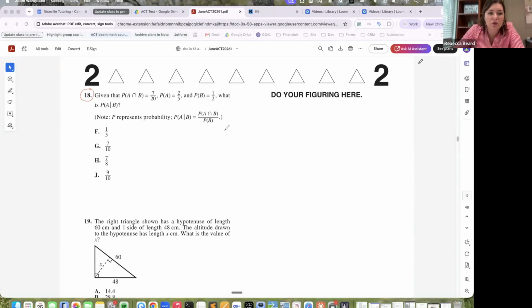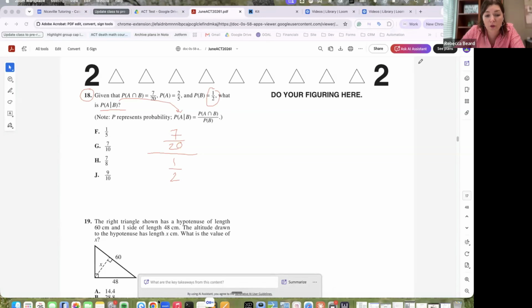If you look at this formula here, it kind of gives it all away. What they're saying is that we just have to find this symbol, which is right here. Your top number is going to be the 7 over 20, and then the P of B right here is going to be 1/2. And of course, because you guys are really smart and you're using your calculators, you hopefully know, and if you don't, I'm going to show you real quick. I can actually do all of the work here.